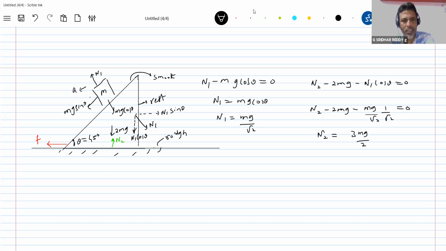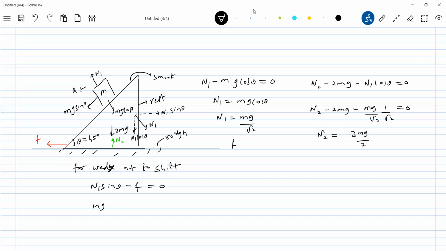Then for the wedge not to shift, what is the condition you can write? n1 sin theta minus f should be equal to 0. So what is n1? mg by root 2.